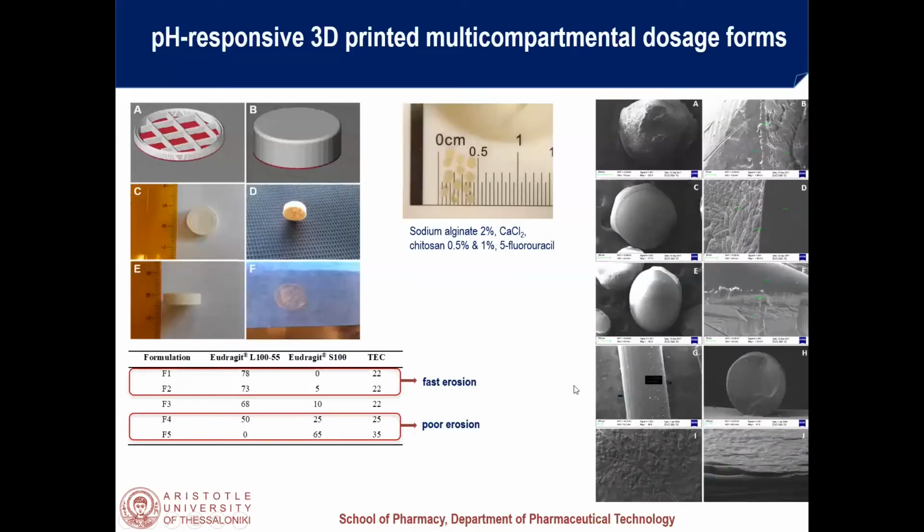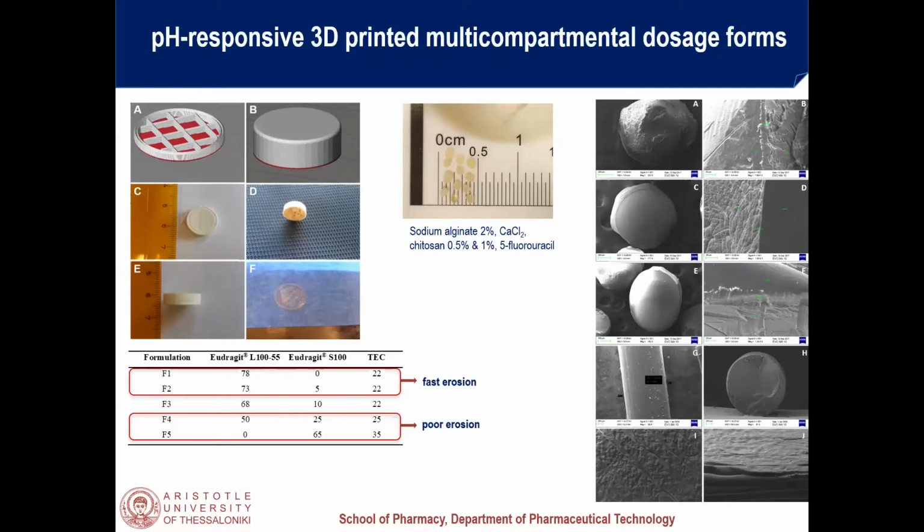Moving to the second case, we tried to develop pH-responsive 3D printed multi-compartmental dosage forms. In this case, as you can see, we again prepared solid dosage forms with the upper part from PLA, polylactic acid, and the bottom part was a mixture of polymethacrylates, Eudragit L100 and Eudragit S.